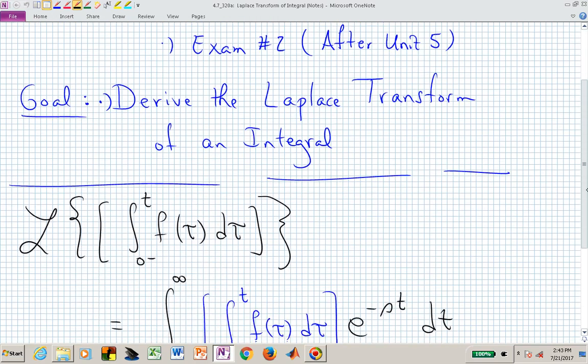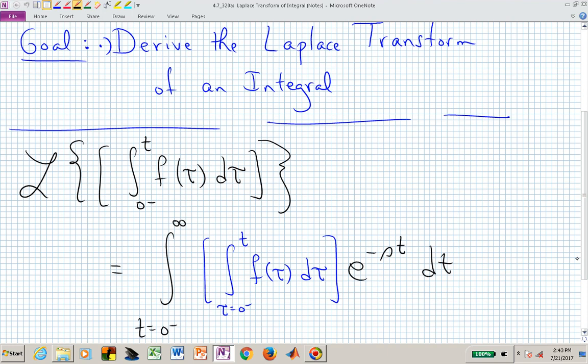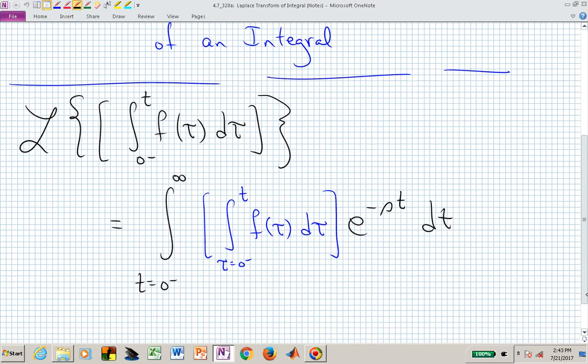In this particular video, what we want to do is derive the Laplace transform of an integral. Here's the notation that we are utilizing. We're saying the Laplace transform of what's inside the curly braces, and in this case, it's the integral of some arbitrary waveform, little f of tau. So we're integrating f of tau from 0 minus to t, and we want to know what's the Laplace transform of that.